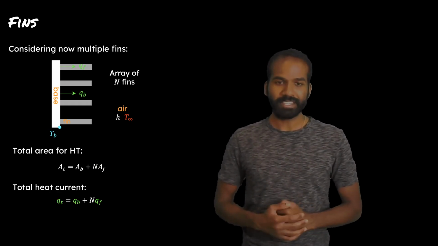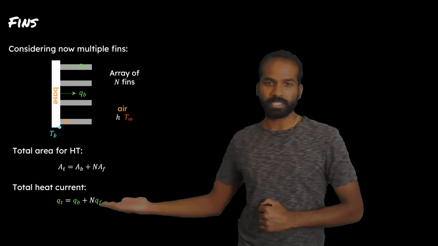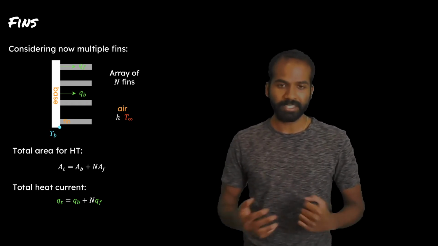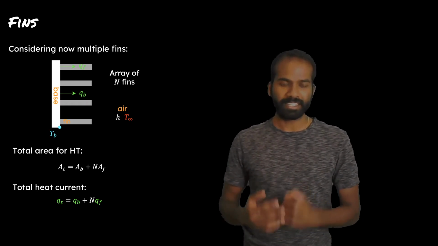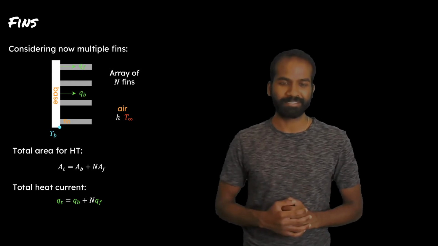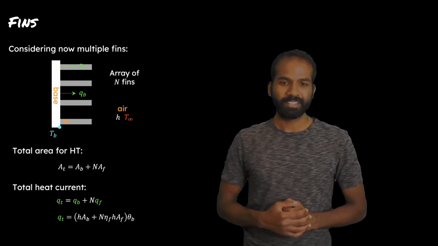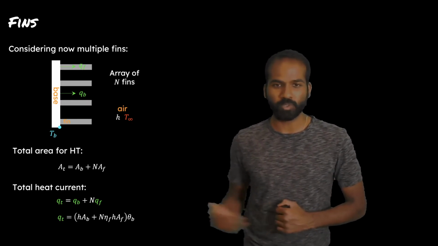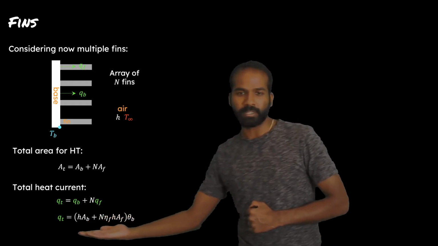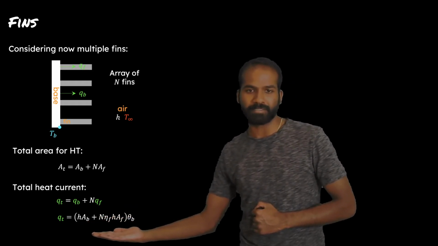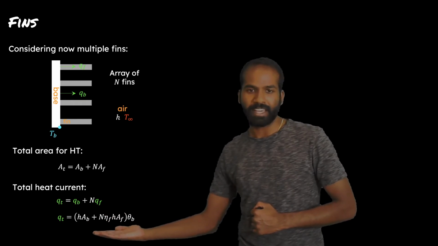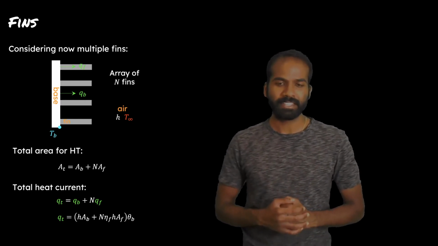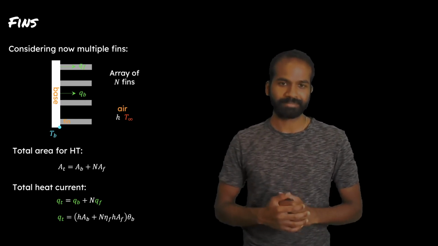The total heat current is Q sub T, and Q sub T is the sum of Q sub B, the heat current from the entire base, plus n times the heat current through each fin, Q sub F. We can plug in. We find then that Q sub T equals H times A sub B plus n times eta sub F times H times A sub F, and all of that times theta sub B. So we're able to pull out the excess temperature at the base.